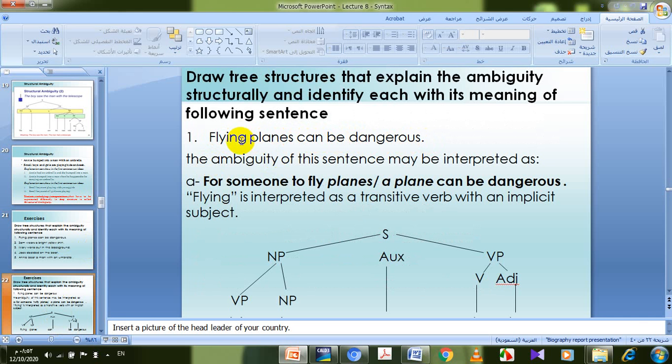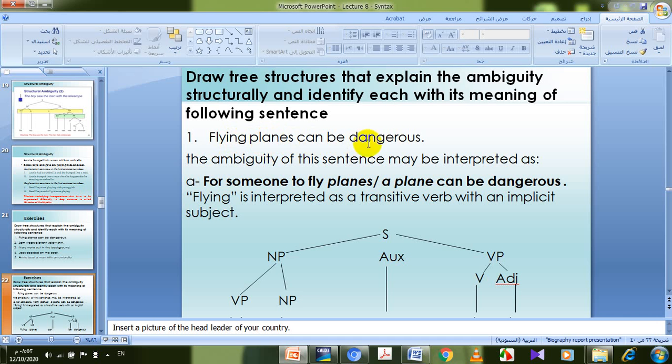Flying planes can be dangerous. Let me put it into Arabic. Flying can be used as an adjective, like flying objects, الأطباق الطائرة, الأجسام الطائرة. Flying planes, الطائرات التي تطير. So it is an adjective. Flying planes, like flying objects. So it can be used as an adjective for planes.